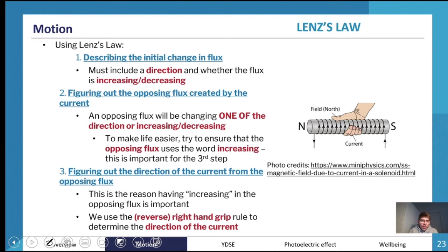Now, all that these slides are saying is that Lenz's law can also be used as, it's the inverse of what's happening in our third right-hand rule, basically.